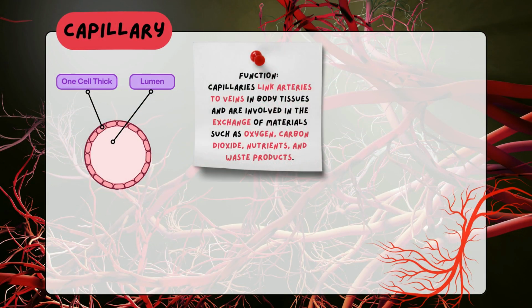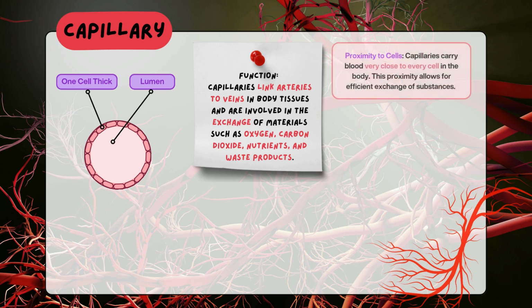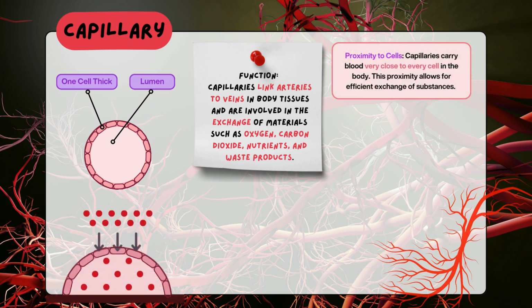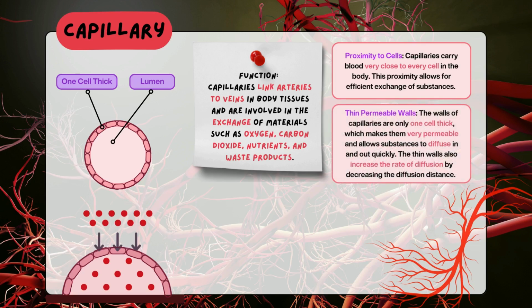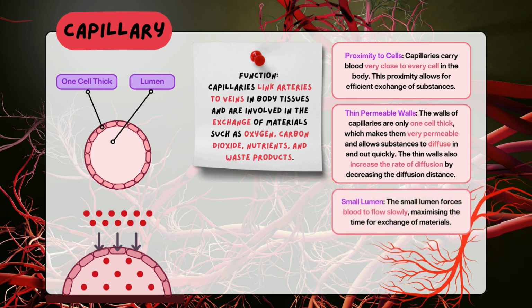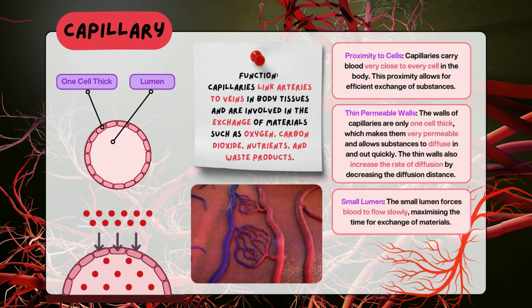Capillaries link arteries to veins in body tissues and are involved in the exchange of materials such as oxygen, carbon dioxide, nutrients, and waste products. Capillaries carry blood very close to every cell in the body. This proximity allows for efficient exchange of substances. The walls of capillaries are only 1 cell thick, which makes them very permeable and allows substances to diffuse in and out quickly. The thin walls also increase the rate of diffusion by decreasing the diffusion distance. The small lumen forces blood to flow slowly, maximizing the time for exchange of materials.